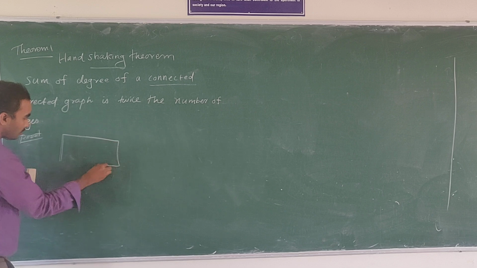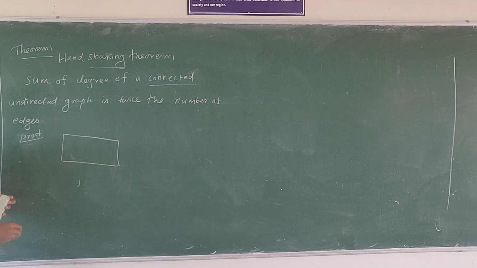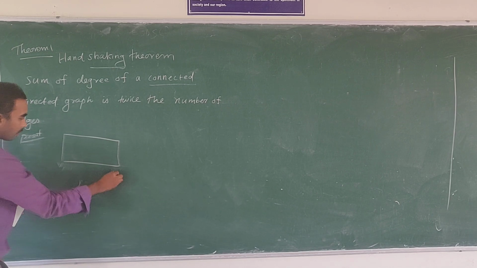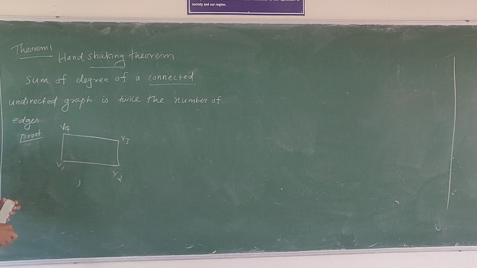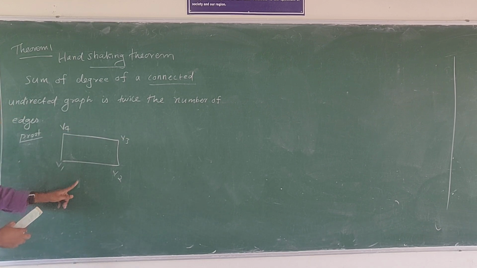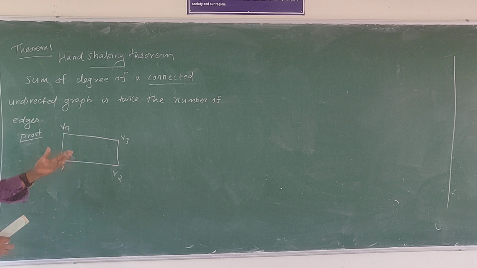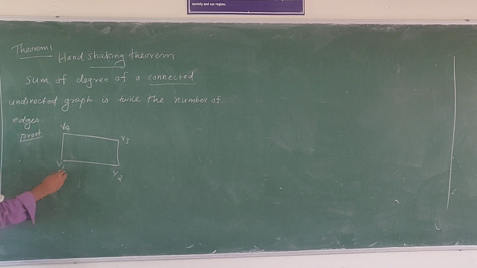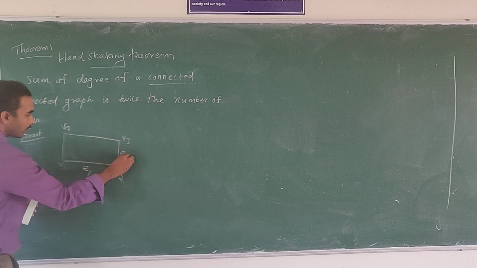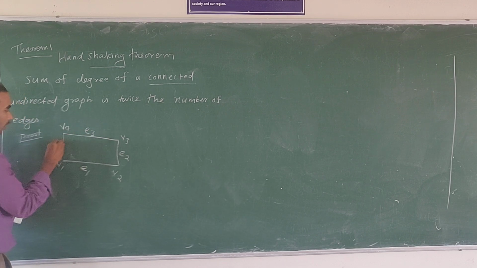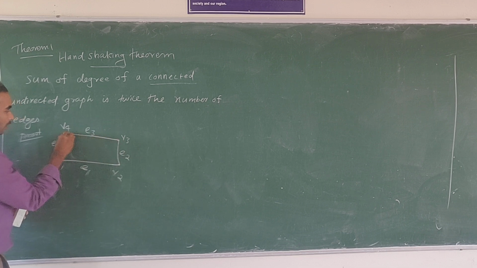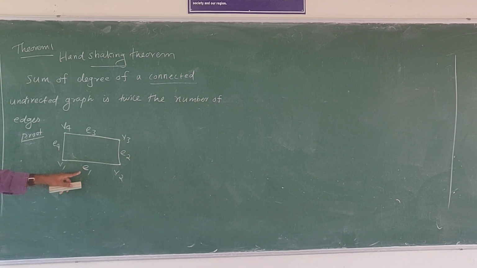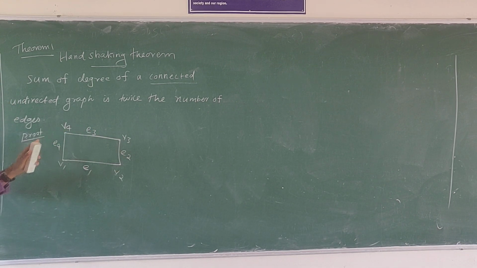This is an example of a connected graph. Vertices V1, V2, V3, V4. In a university exam, you should not draw the diagram to prove the theorem. It's for your understanding, I am drawing the diagram. That is a graph with edges E1, E2, E3, E4, vertex 1, vertex 2, vertex 3, vertex 4, edge 1, edge 2, edge 3, edge 4.